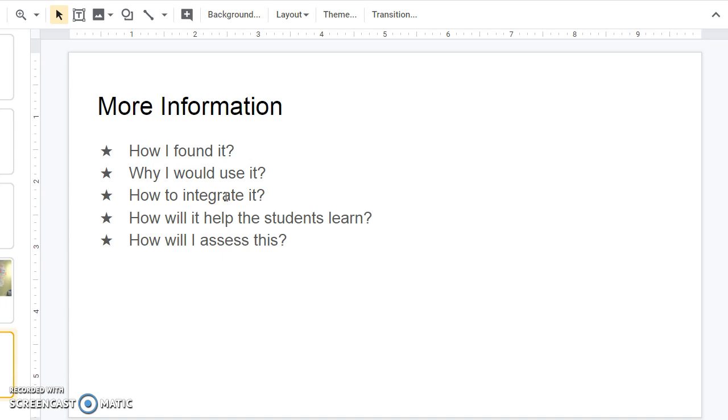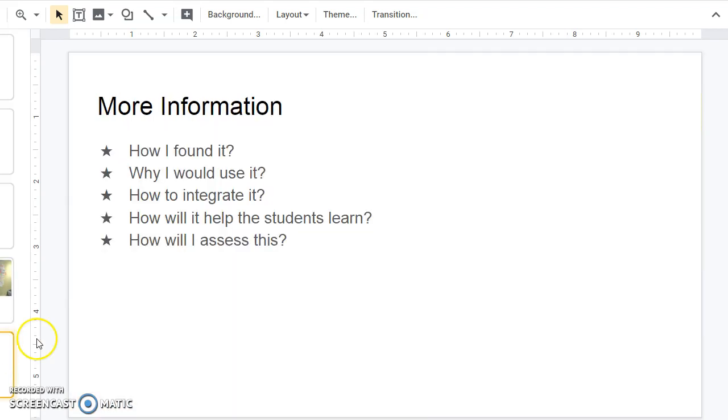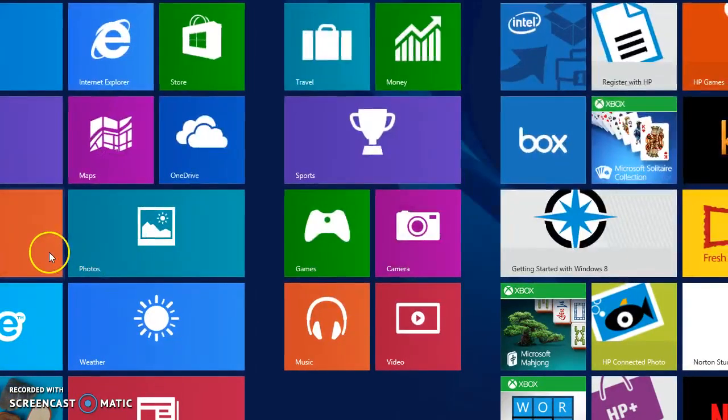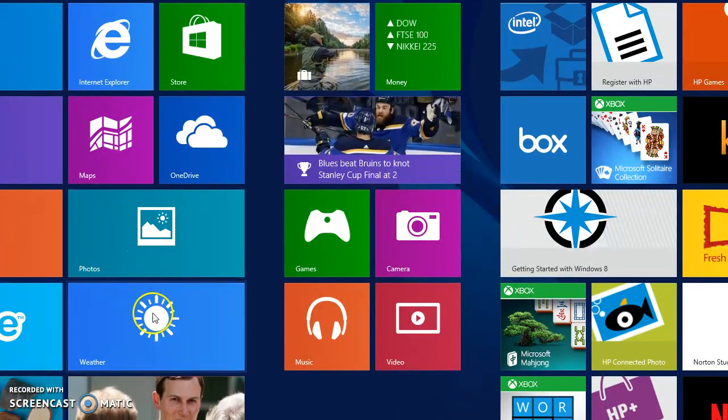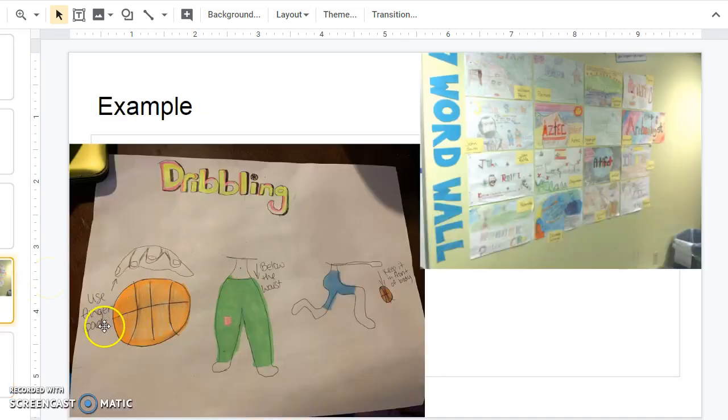How would I assess this? Obviously, based on my beautiful pictures, I'm not going to grade based on actual artistic ability. I think I would do it more, did you get the 3? Sorry, I have no idea how to run my own computer apparently. Did you get the 3 cues right? So obviously these are 3 of the actual cues.